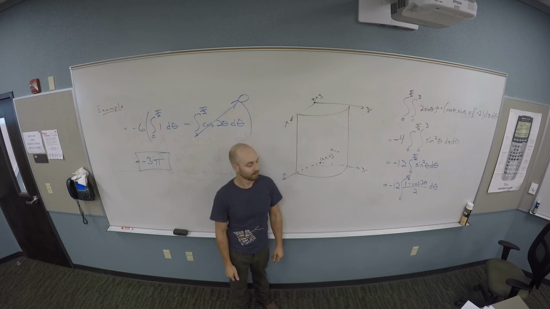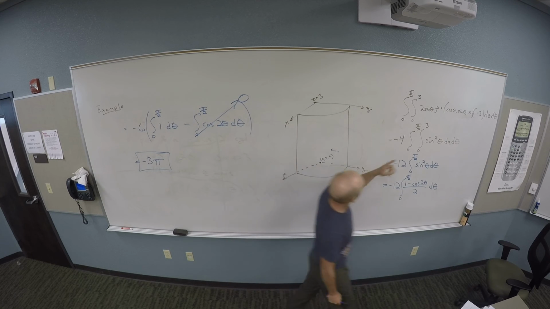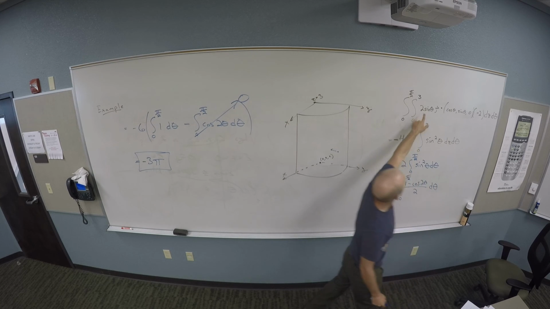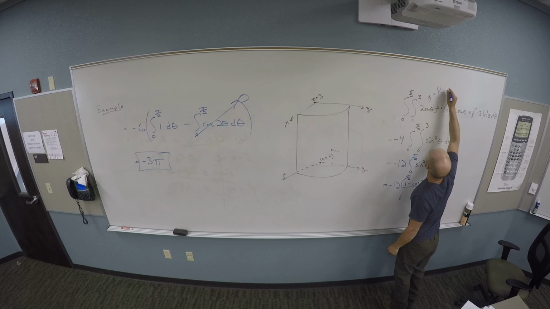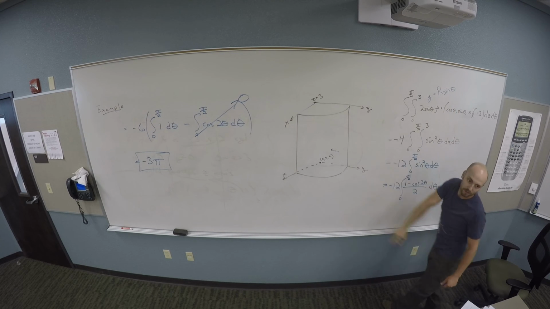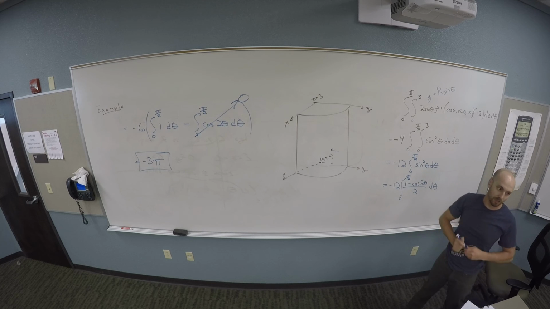Did you get the 2? I don't remember how you got the 2. I know how you got the sign. This too? Yeah. That's from y is r sine theta. Oh, okay. And in this case, r, the radius of the cylinder, is 2.